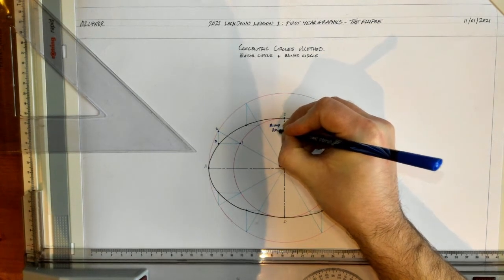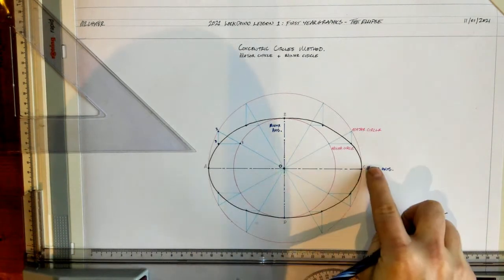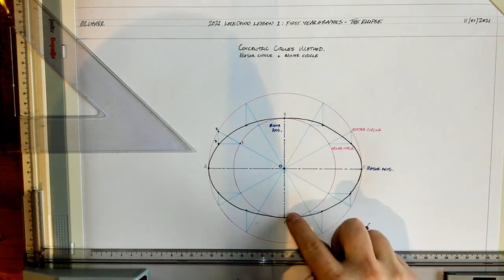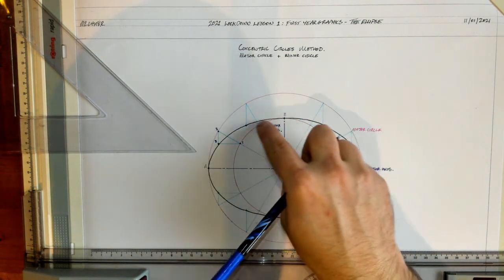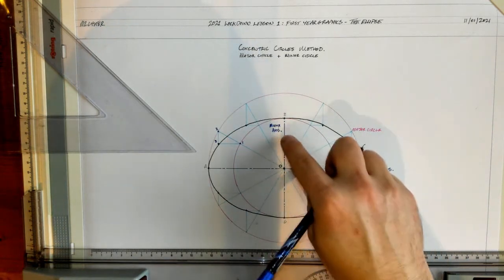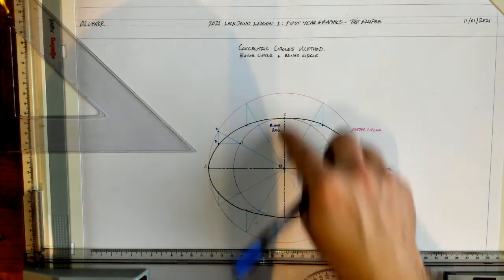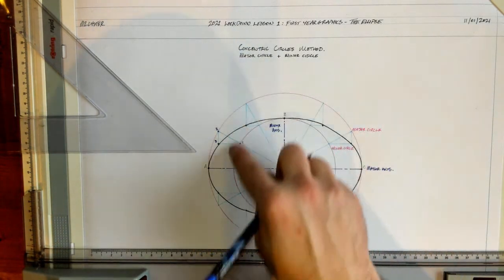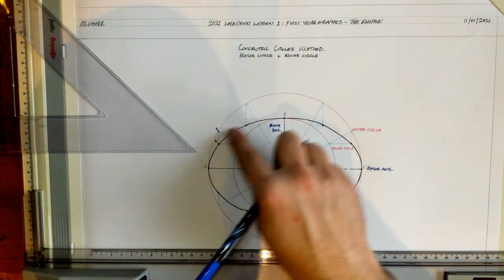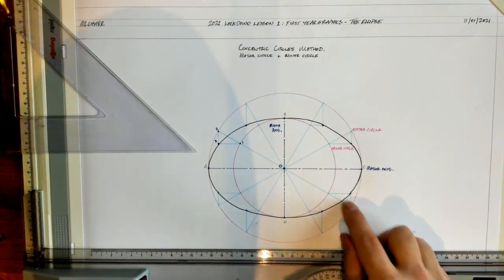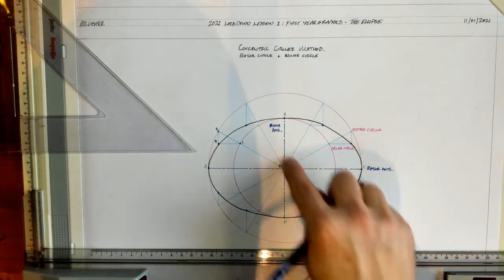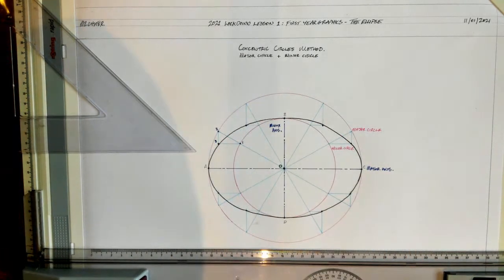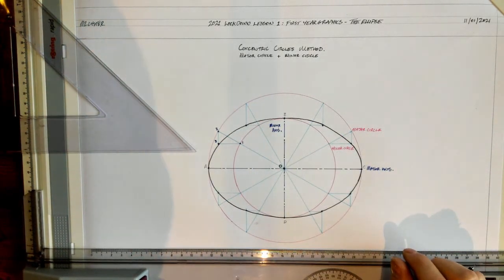Minor axis. Okay. The major axis spans the major circle. The minor axis spans the minor circle. Now, if I wanted to do them the opposite way, the major that way and the minor this way, I would get a vertical ellipse. But this is a horizontal one. Now you can see those light blue lines, they are the 60 degree, 30 degree lines that I use to divide up the circle to locate my points.